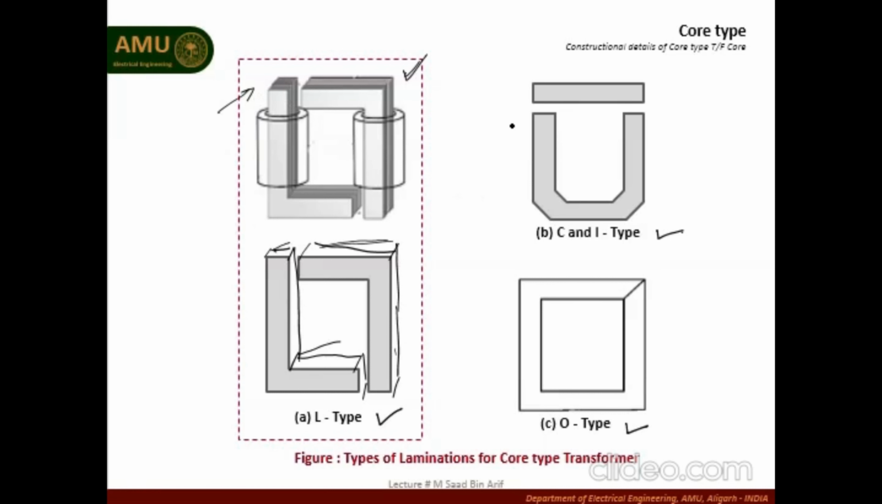The same can be obtained by using C and I type of lamination. We stack together the C type of lamination first, and we place the winding over here and the winding over here, and then we close the upper end by using I type of lamination. In this way we can obtain a core type of structure. The same can be obtained by using O type of structure.